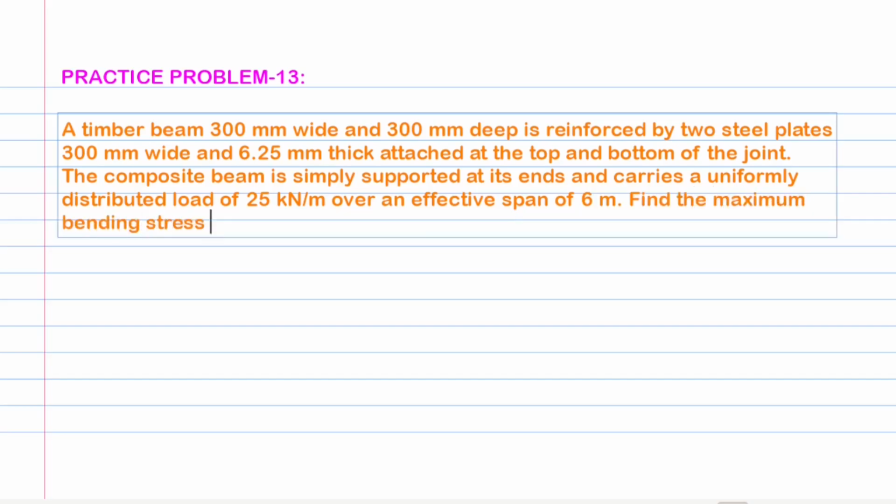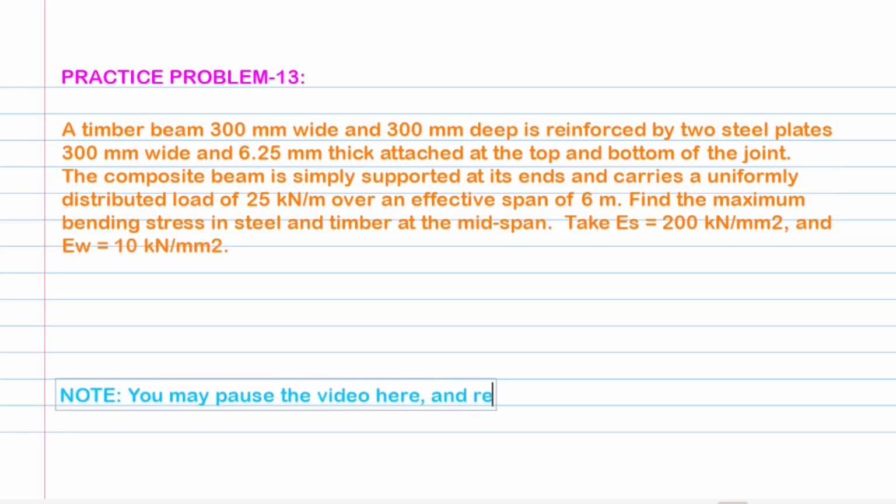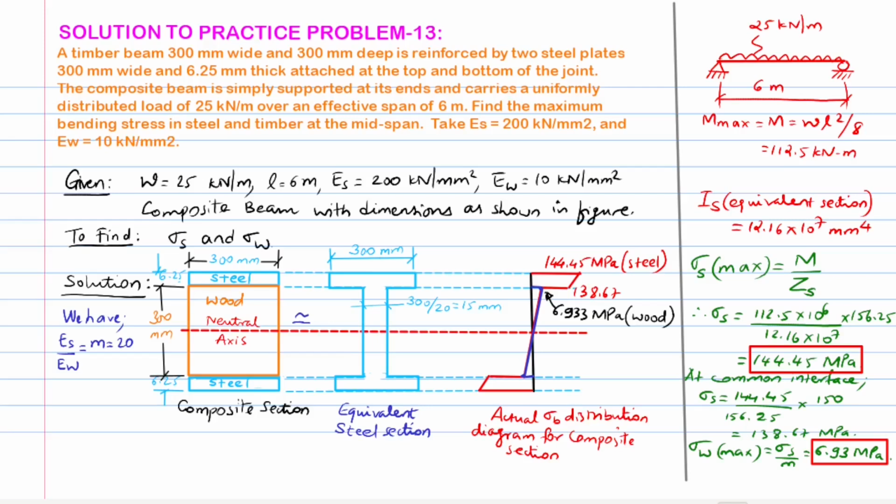Find the maximum bending stress in steel and timber at the midspan. Take Young's modulus for steel as 200 kilonewton per millimeter square and for wood as 10 kilonewtons per millimeter square. You may again pause the video here briefly and resume watching when the solution is ready. The solution to practice problem 13 is given here for reference. The modular ratio is first found out to be equal to 20.